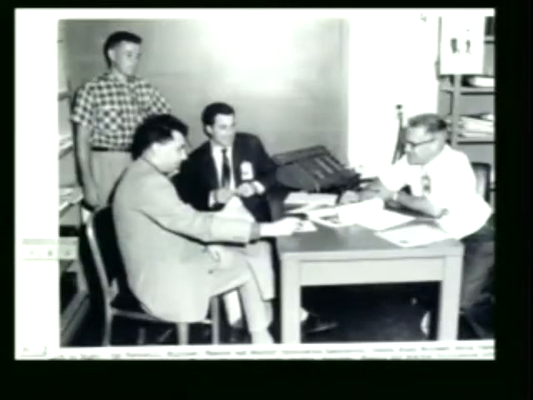Here's a picture of a young scientist 40 years ago. That happens to be me in the back here. That's all I have. Any questions?